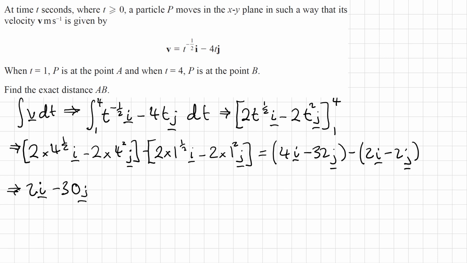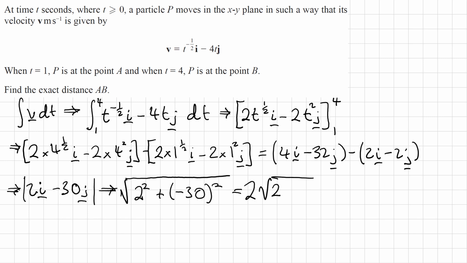We want to find out what that distance is. So we need to do Pythagoras on this, find the size of it, the modulus of it. So it's going to be the square root of 2 squared plus negative 30 squared. And that gives me 2 root 226.